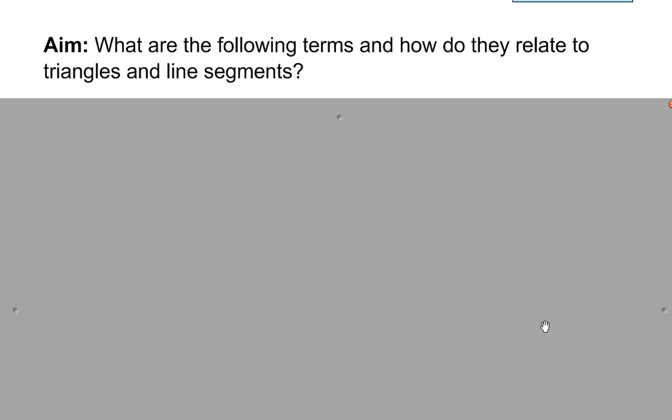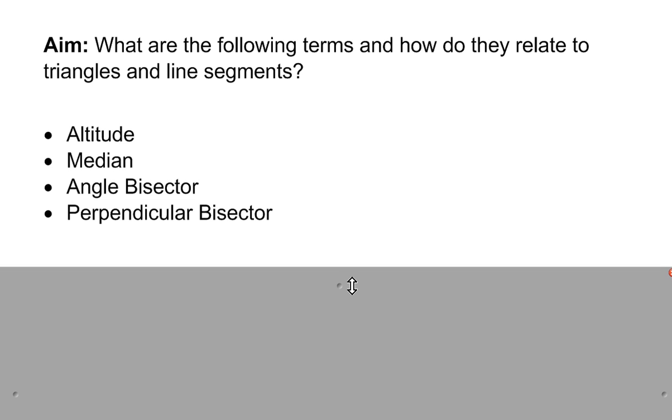Okay, so today's aim is what are the following terms and how do they relate to triangles and line segments. So these are the terms we're going to learn. Number one, an altitude. The second one is a median. Third one is an angle bisector. And the fourth one is a perpendicular bisector. And you're going to be taking notes, so get comfortable with that.